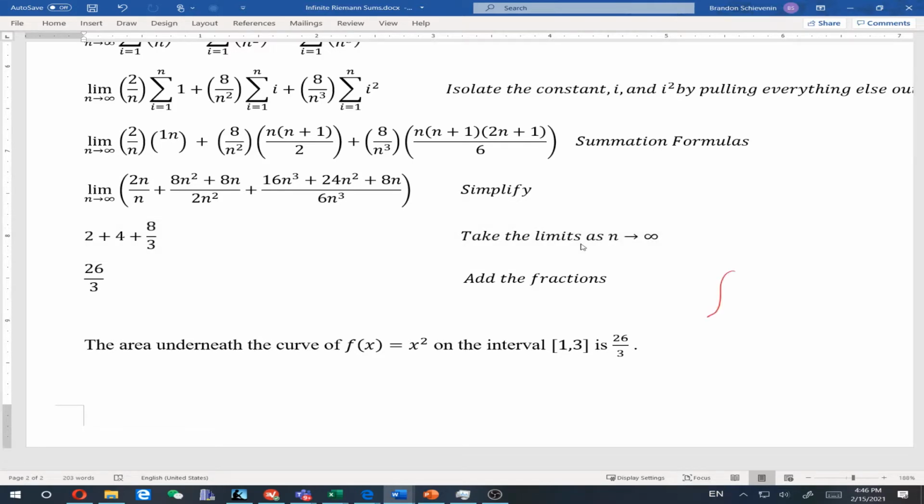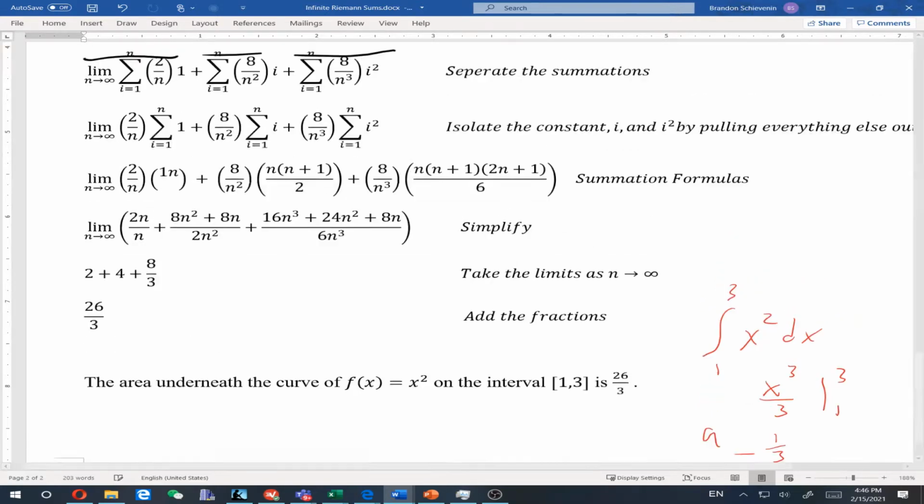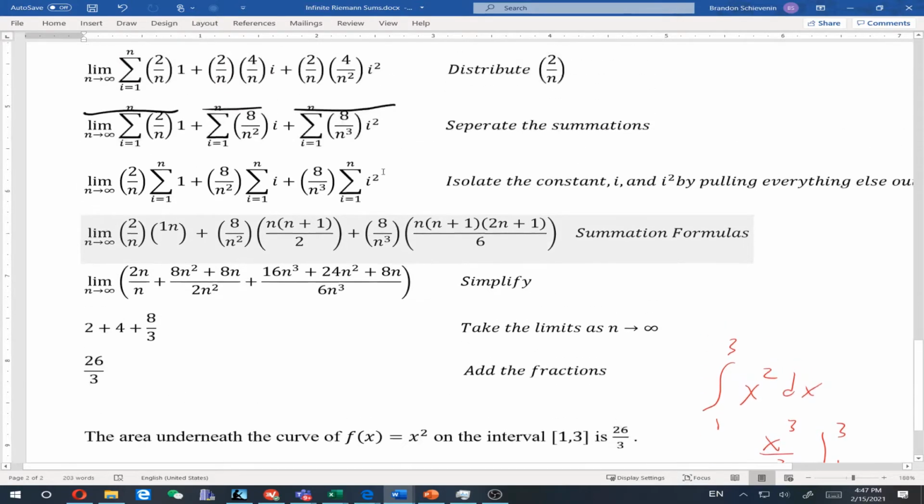So this is really what we're doing when we integrate. If I integrate x squared in terms of x from 1 to 3, I would get x cubed over 3 from 1 to 3. Plug in your upper bound, so that's 27 over 3, which is 9, minus our lower bound of 1/3. That would give us 27 thirds minus 1/3, which is 26 thirds. Any questions on what we did here?